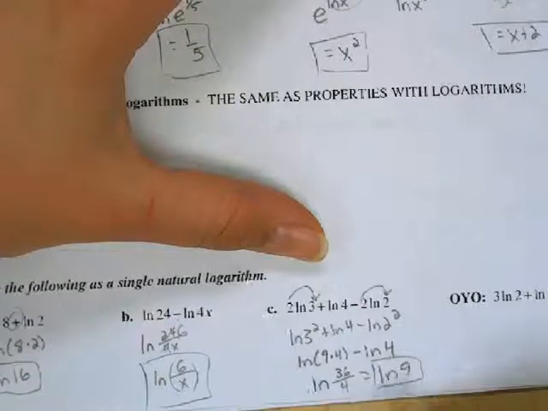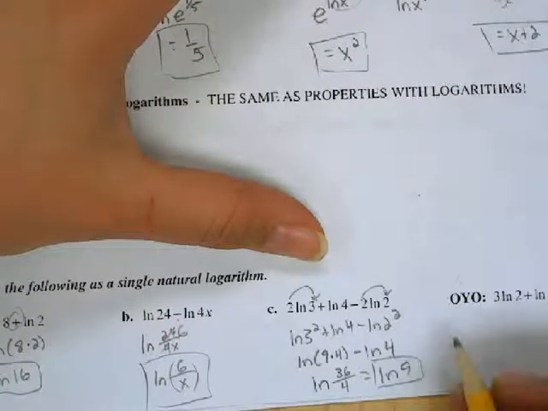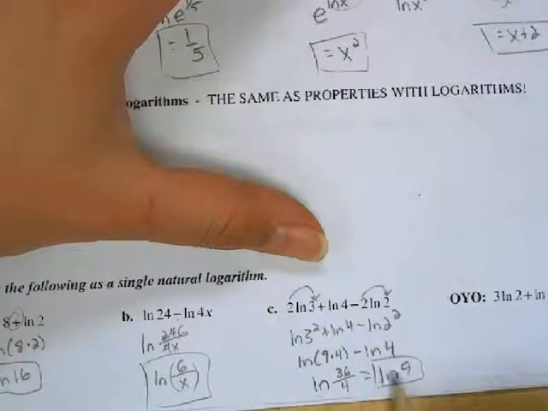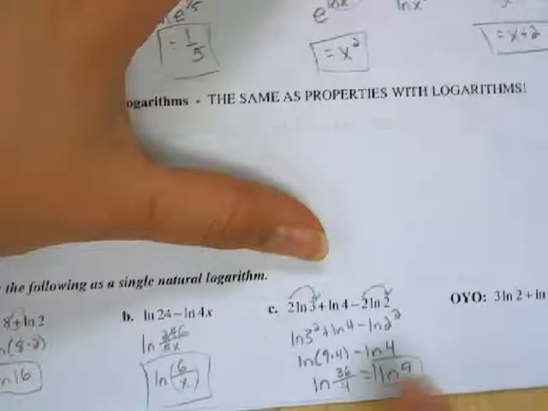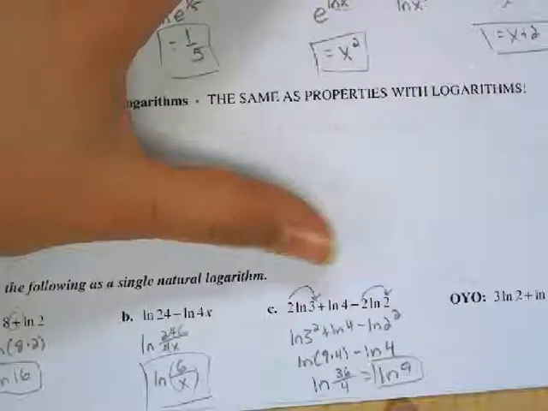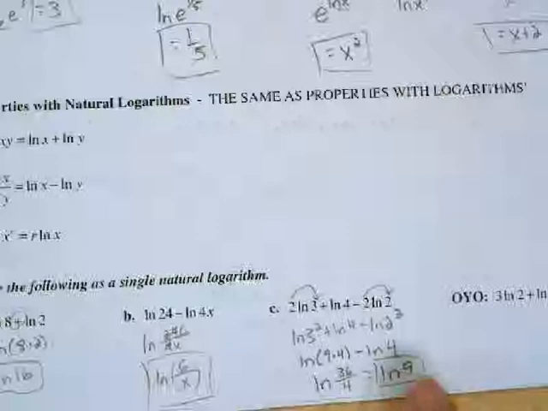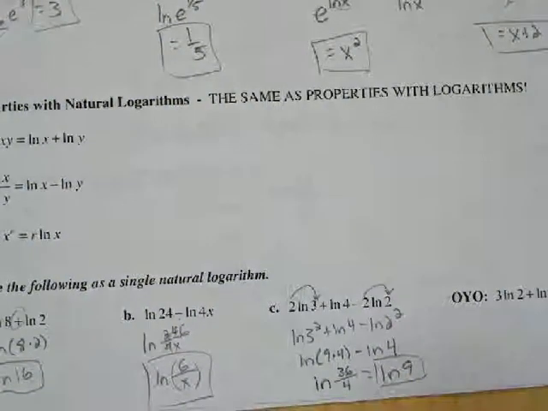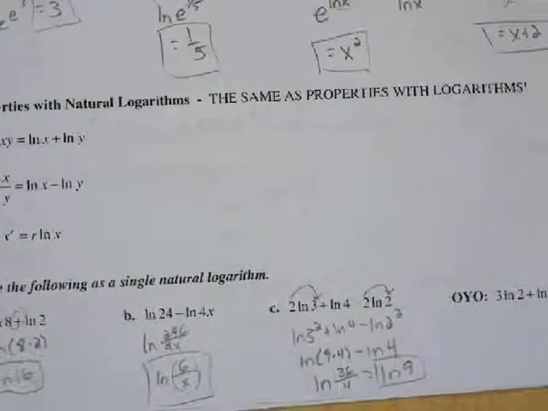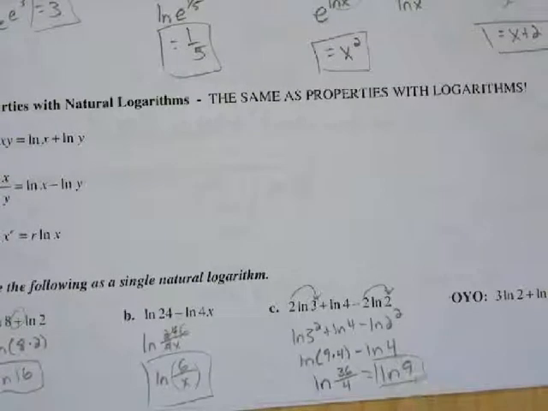Now be very careful here. I've seen a lot of people just writing 9. It's the natural log of 9. I haven't solved anything yet, so you have to leave it with the natural log. Once you solve and we find x equals something, then you can drop the log. But until then, you have to keep that log there.